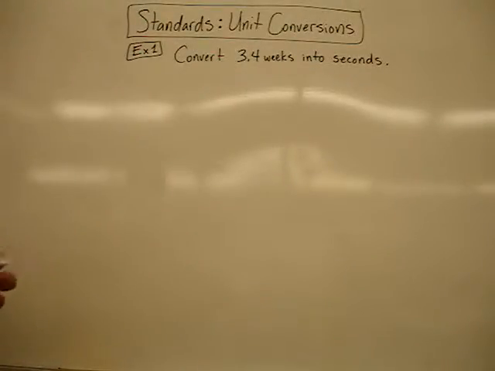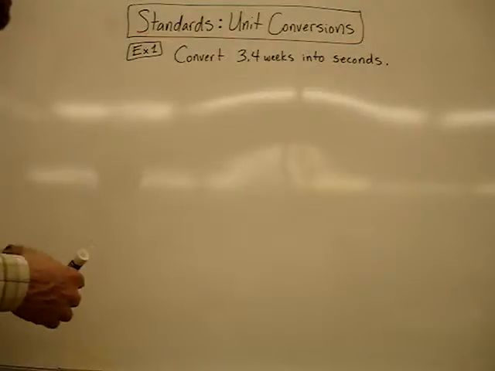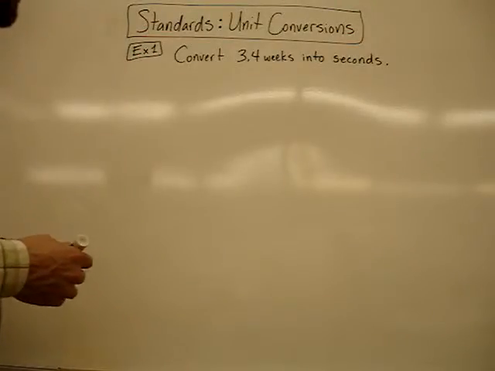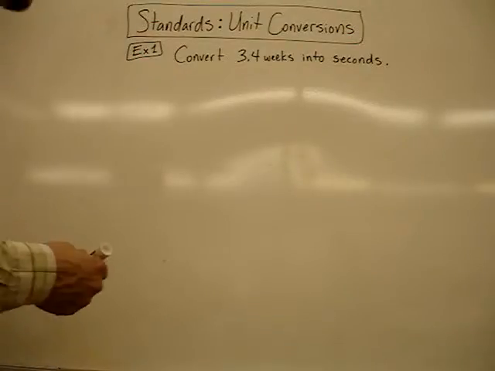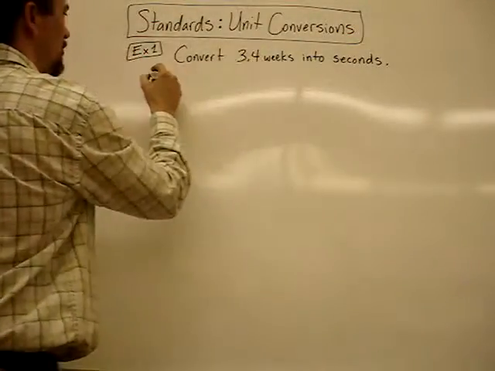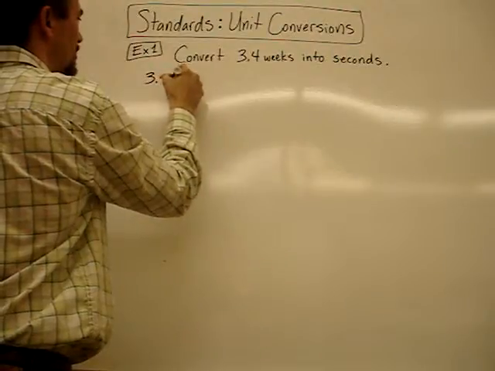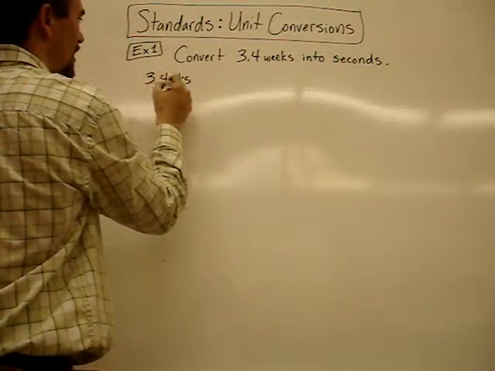Okay, back to our unit conversions. I'm going to call this example 1. Convert 3.4 weeks into seconds. So we start off with 3.4 weeks, and I'm going to abbreviate it WKS.